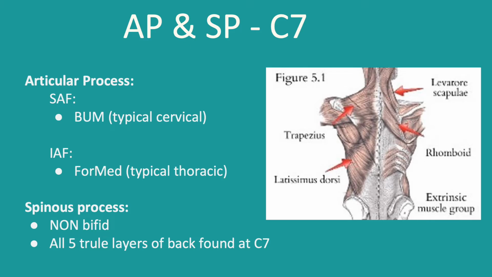As far as the spinous process goes, this is going to be a non-bifid one, which is why it's very easily palpable. And this is a very common test question. Know that all 5 true layers of the back are found at this location, at the spinous process of C7. That is a TQ for sure.